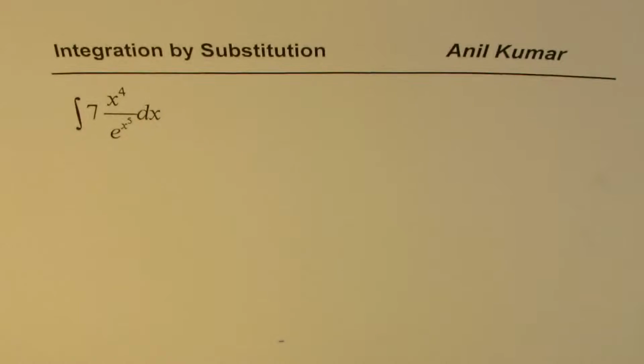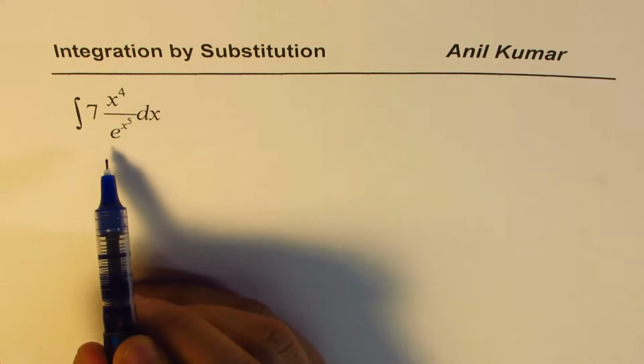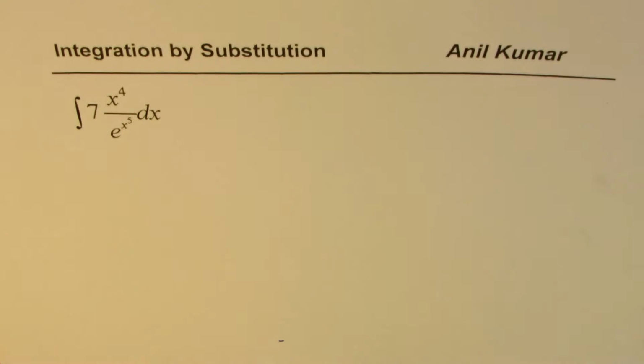We'll use the technique of substitution to integrate this particular function. You need to integrate 7 times x to the power of 4 divided by e to the power of x to the power of 5 dx.